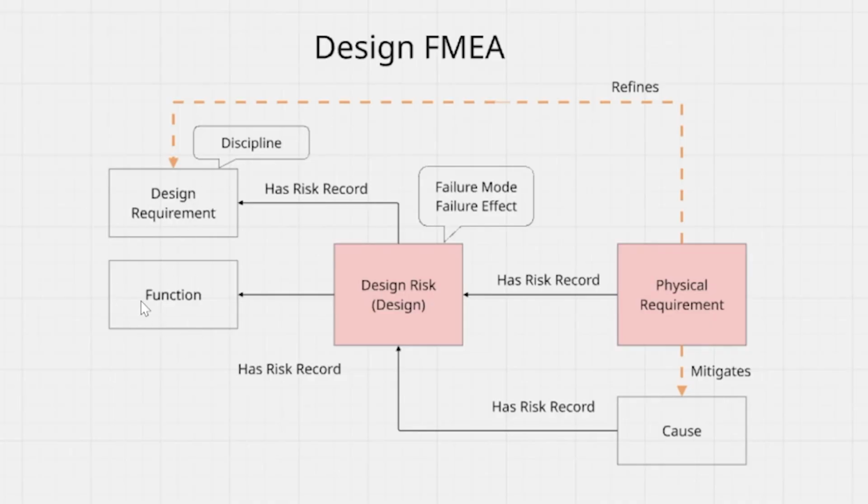And also we're going to have functions. Instead of functional chains, we're going to have individual functions as they're deployed in one component of the system. So we'll analyze that requirement, which is really an outflow of the function, and the function to get the risk. And then we're going to have a set of physical requirements or attributes of the design that are necessary to provide that function that the design risk is analyzing.